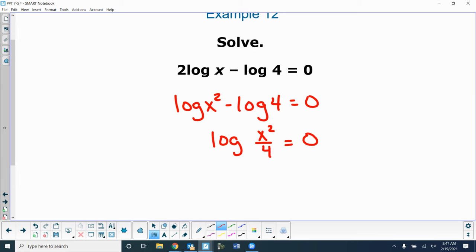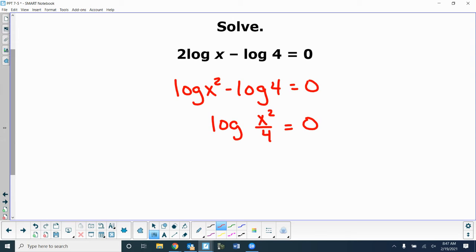Okay? All right. Now, what's the exponential problem? X squared divided by 4 equals what? Come on, what's it equal? Come on, we should know this. What's the base? 10 is the base. What's the exponent?